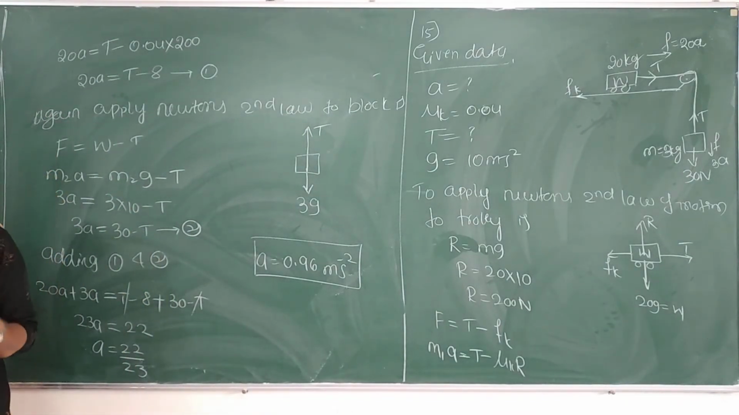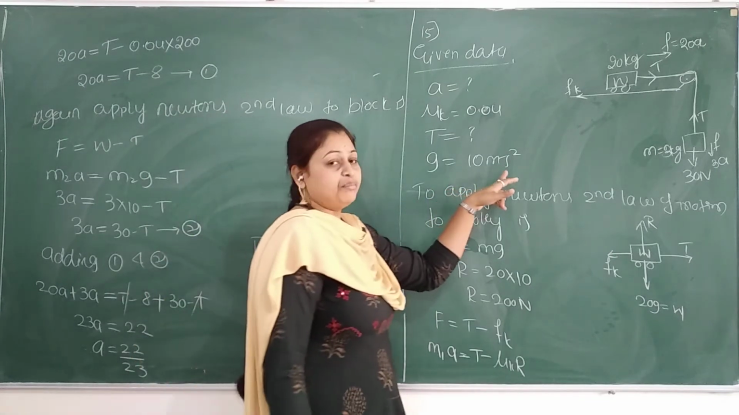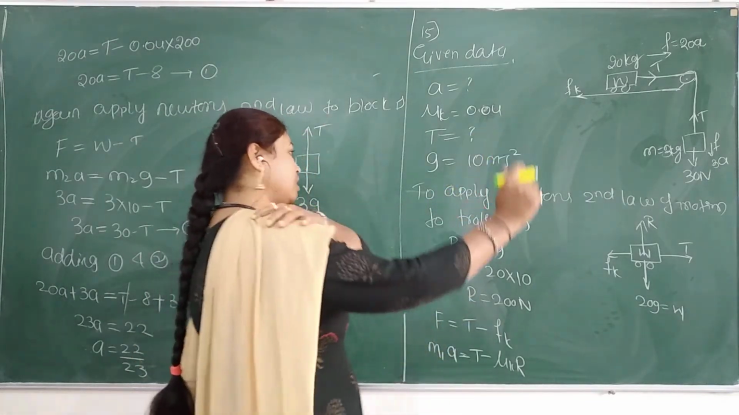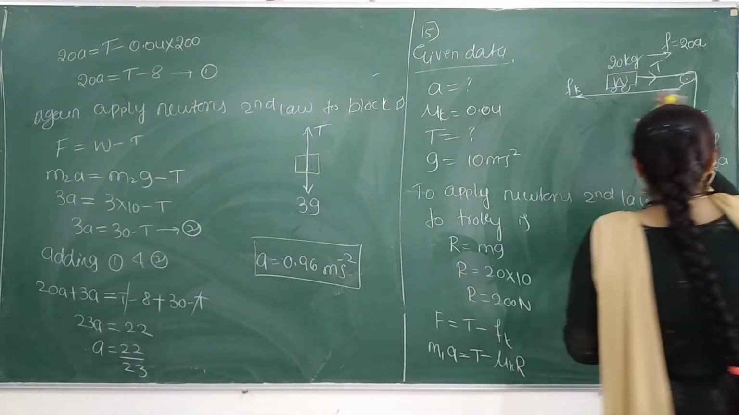Along with acceleration, what else should be calculated? Tension in the string. And they are given acceleration due to gravity G as 10 meter per second square. So now separate the trolley and the block.